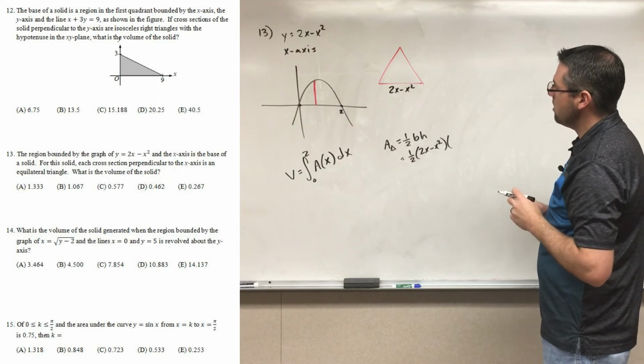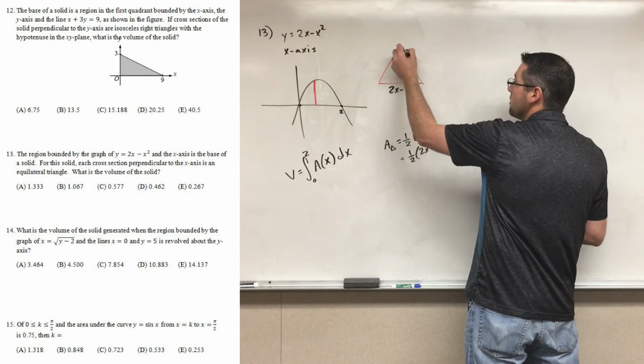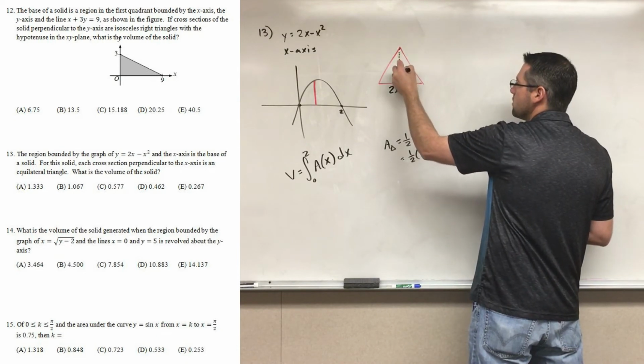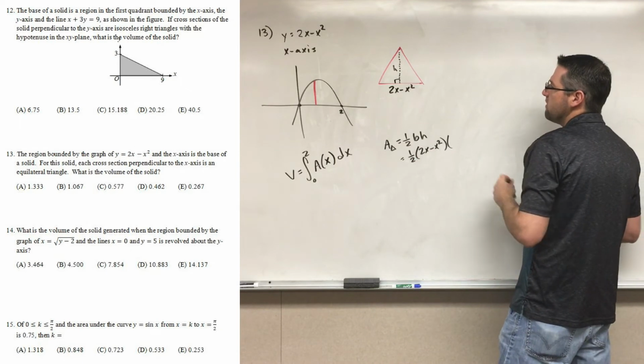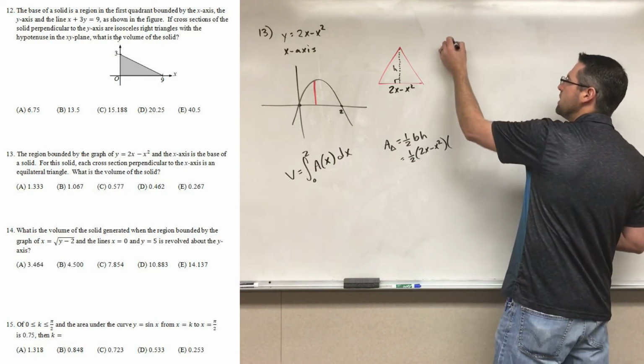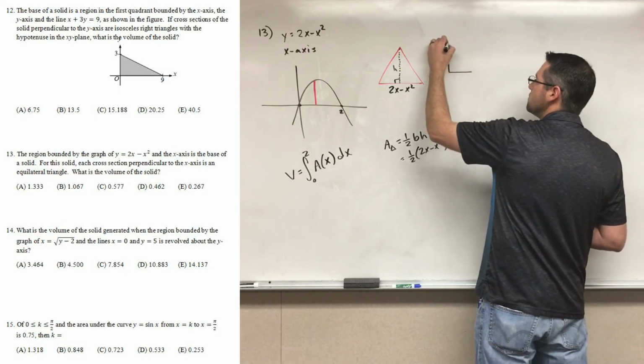And this is where this problem gets crazy, okay? We need the height. The height, remember, is the perpendicular height. So that's the height. How do we find the height? Well, we have to remember that this is also a special right triangle.